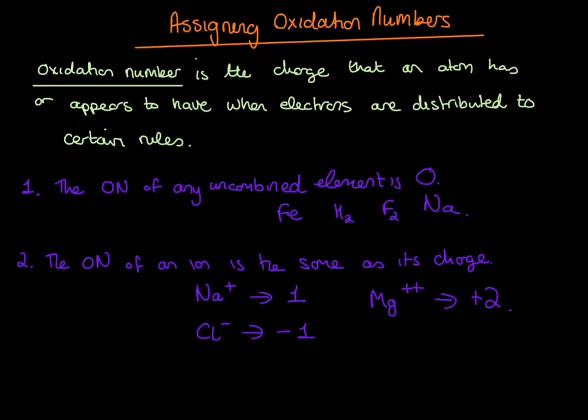That makes sense because the oxidation number is the charge that an atom has or appears to have. So here's like a direct link. Okay, sodium has a charge of +1. So the oxidation number is going to be a charge of +1.